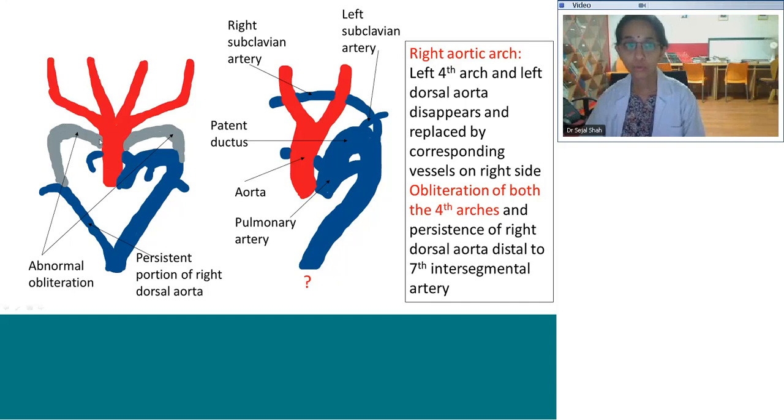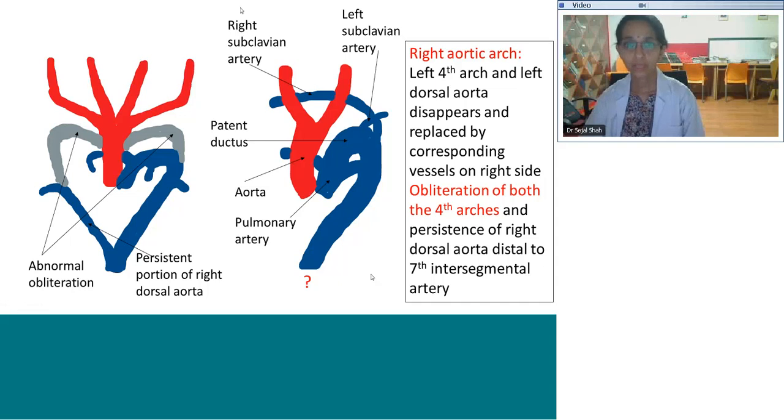Now what happens if you have obliteration of both the 4th aortic arches on both the sides? Then you will have the persistence of the right dorsal aorta here. And this is what will happen. So you will have a ductal arch, you will have an aortic arch, which is not connected in a normal way. So this is also an abnormality where you can have obliteration of both the arch vessels, and then the ductal arch is giving rise to the right subclavian.